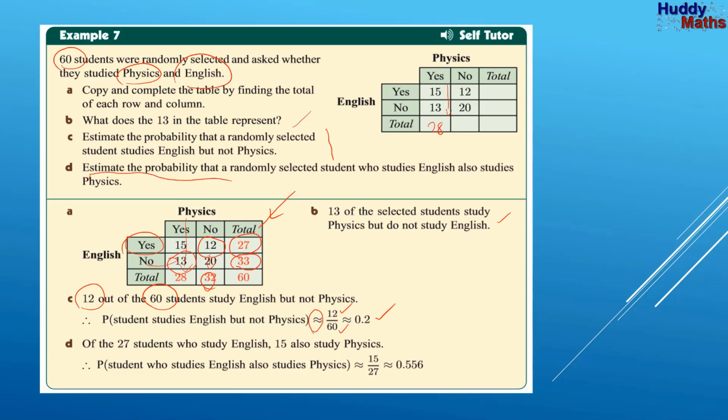Estimate the probability that a randomly selected student who studies English also studies physics. So you want 2 yeses. So here it is in there. Yes under physics, yes under English. So it's 15 out of 27, and it's approximately, because it's being measured with an experiment. So the probability, and this is the 3 significant figures, we've rounded it off, is that.